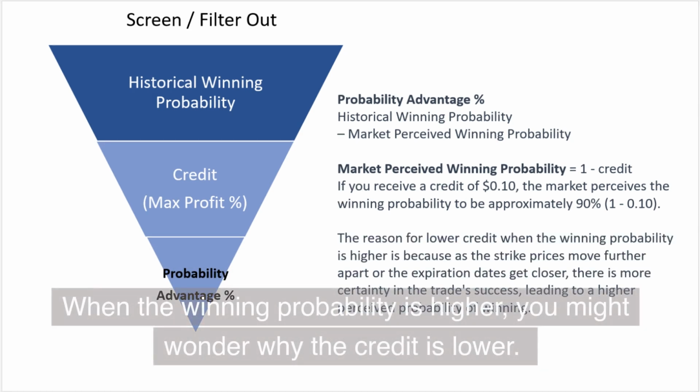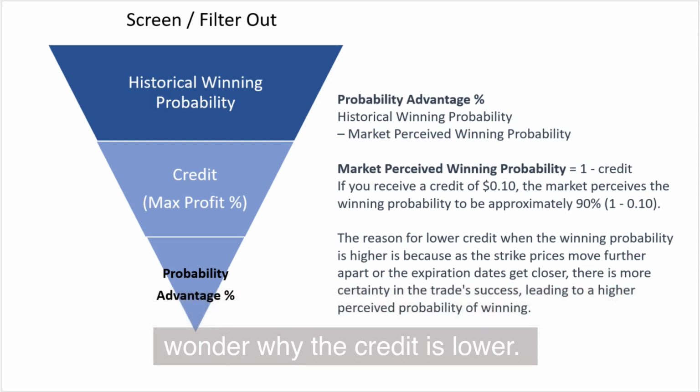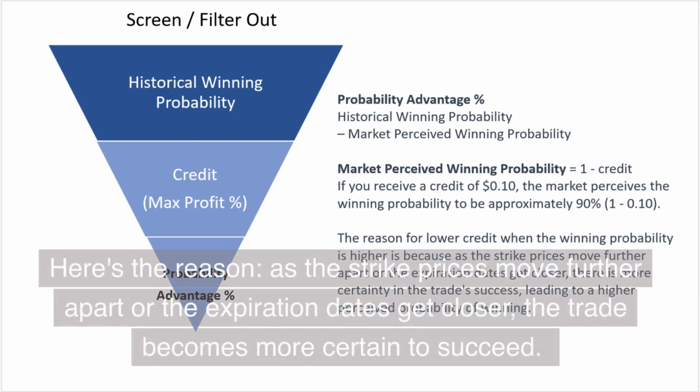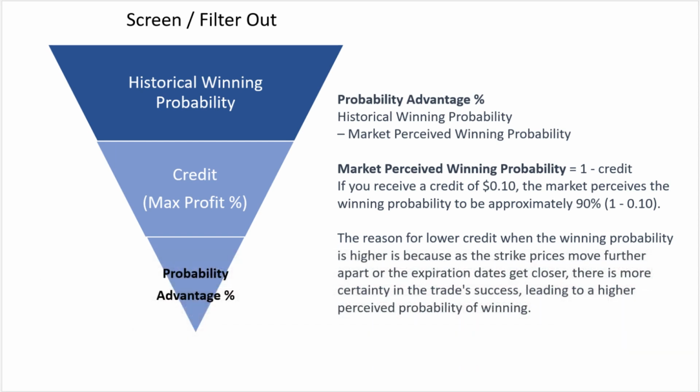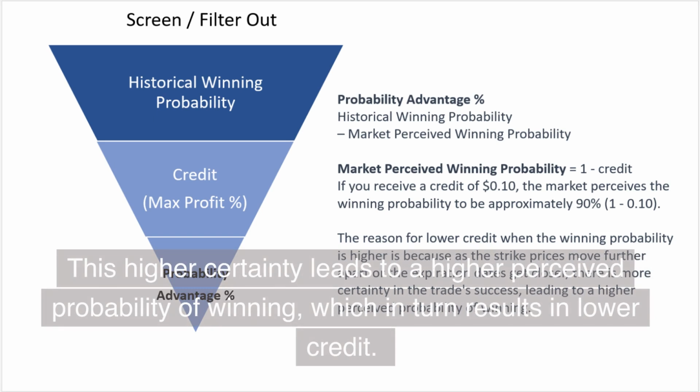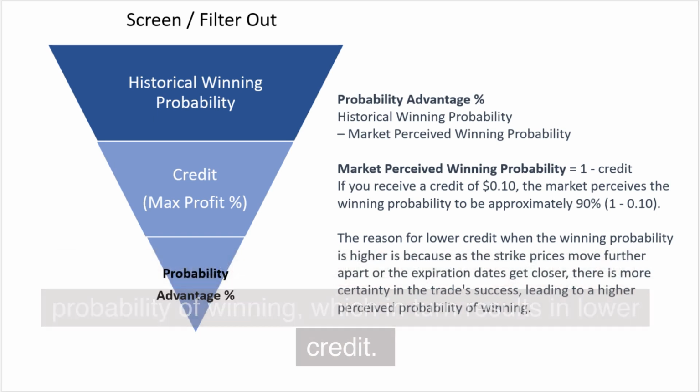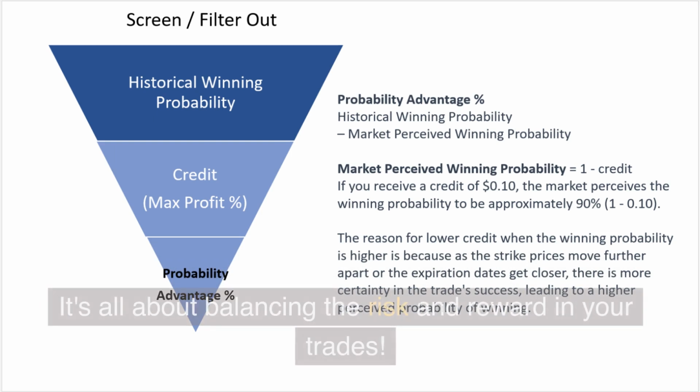When the winning probability is higher, you might wonder why the credit is lower. Here's the reason. As the strike prices move further apart or the expiration dates get closer, the trade becomes more certain to succeed. This higher certainty leads to a higher perceived probability of winning, which in turn results in lower credit. It's all about balancing the risk and reward in your trades.